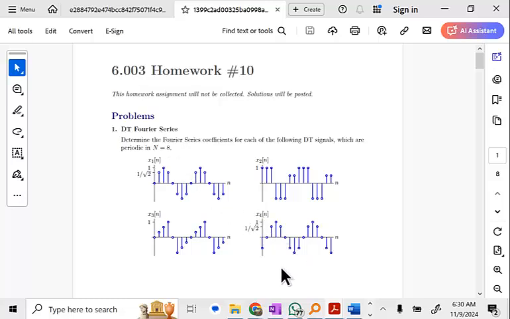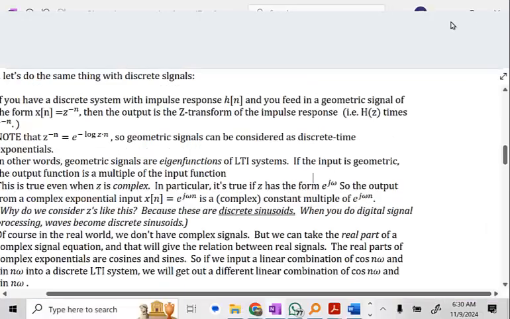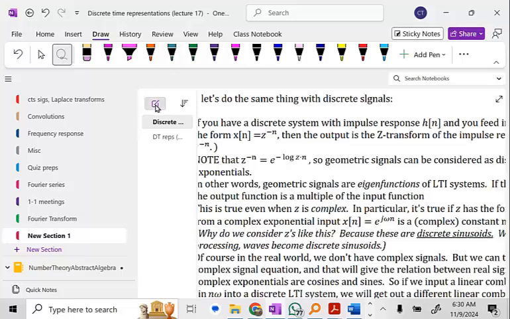I'm going to grab this first one here. I'll start a new OneNote. And we'll grab it.